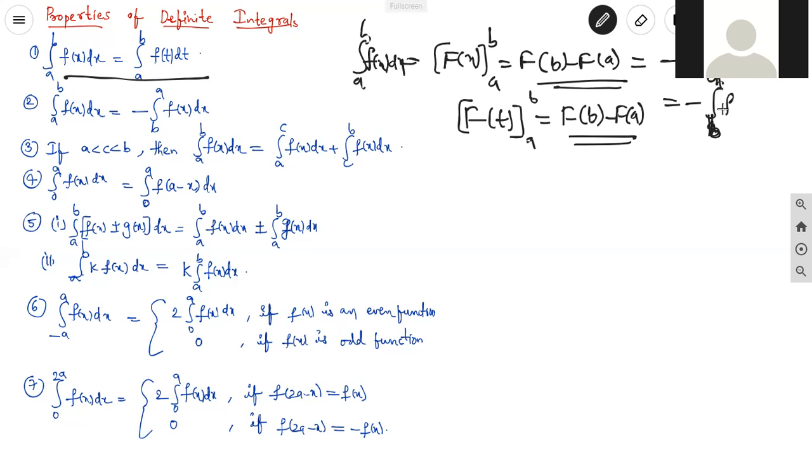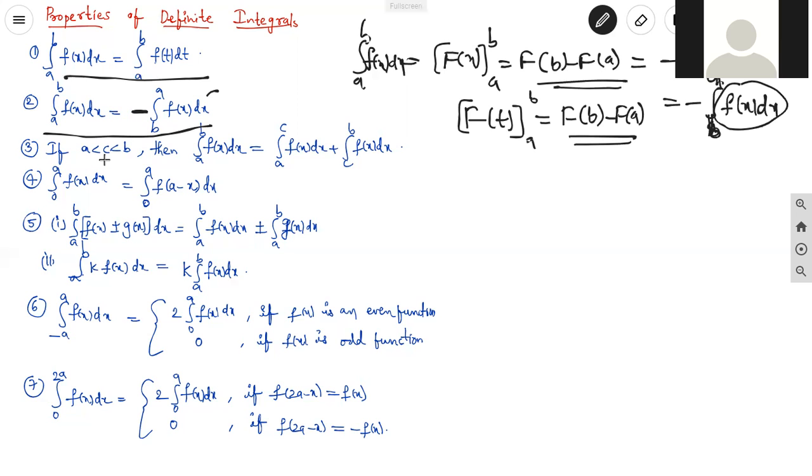Integral b to a f of x dx. Here, the integration of f of x dx is capital F of x, limits from b to a. The upper limit is a, lower limit is b. So this is equal to integral a to b f of x dx. So the second property is that when we change the limits, we take the negative sign. A to b changes to b to a, means it has the negative sign.